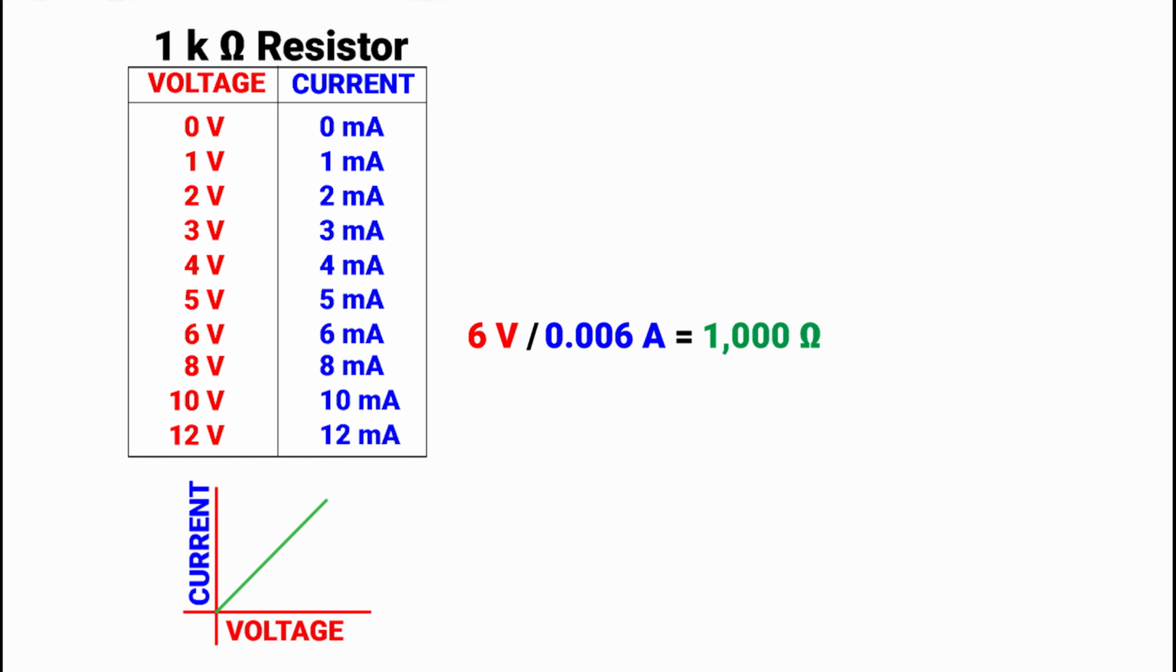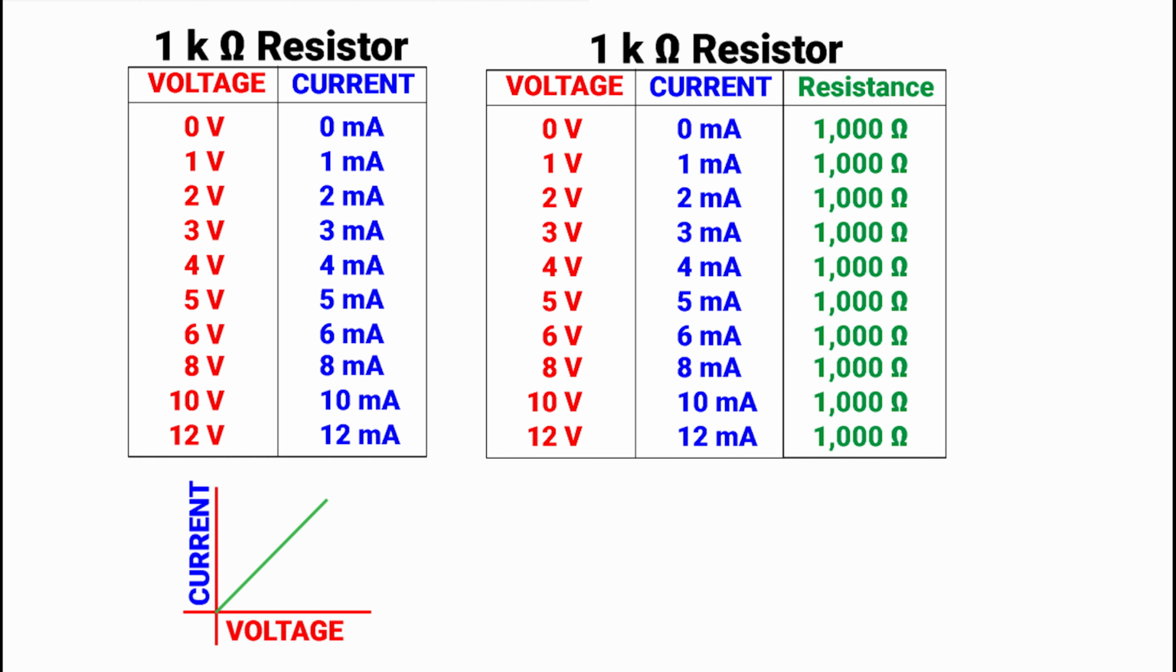If we take one of those values, in this example we'll do 6 volts, and we divide it by the current, 0.006 amps. It was 6 milliamps in our measurement, but that converts over to 0.006 amps. It gives us a value of 1000 ohms. If we were to do this same calculation for the rest of the voltages and currents, we would get this fixed value of 1000 ohms, which is what we would expect when we have made a measurement of a 1000 ohm resistor.